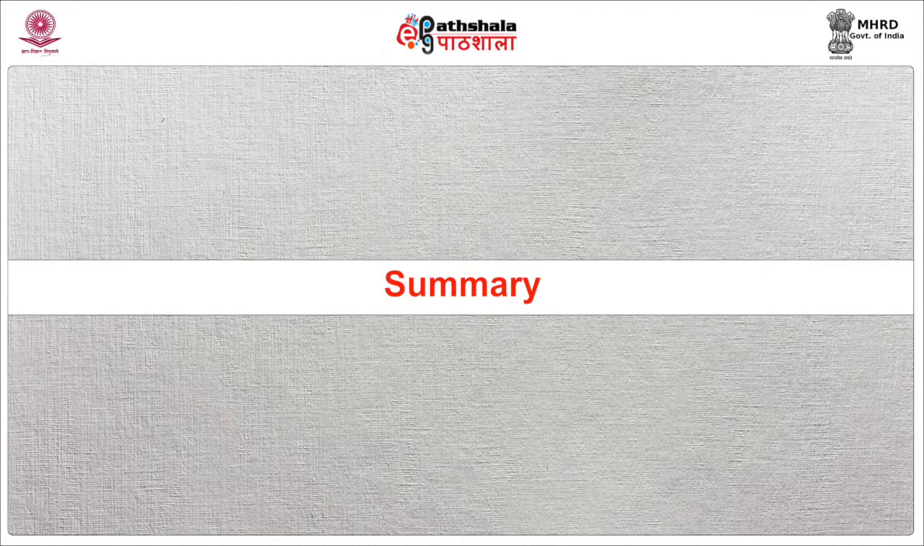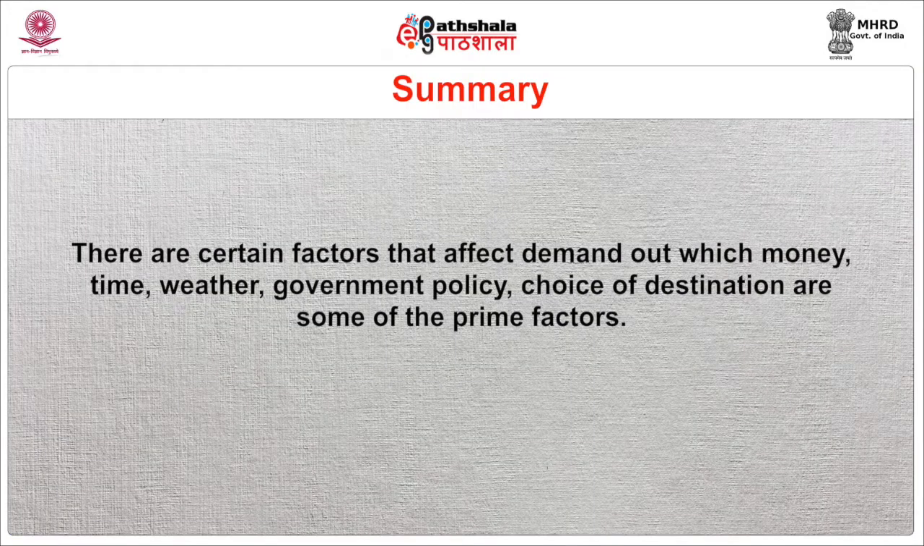Dear learners, let's summarize this module. Specialist interest tourism as a product has some features like perishability, lack of ownership, intangibility, variability, being a composite product, and inseparability, which are similar to other tourism products. Being a product, it must be offered to the market for consumption, and in this way it creates some form of demand. There are certain factors that affect demand, of which money, time, weather, government policy and choice of destination are some of the prime factors.